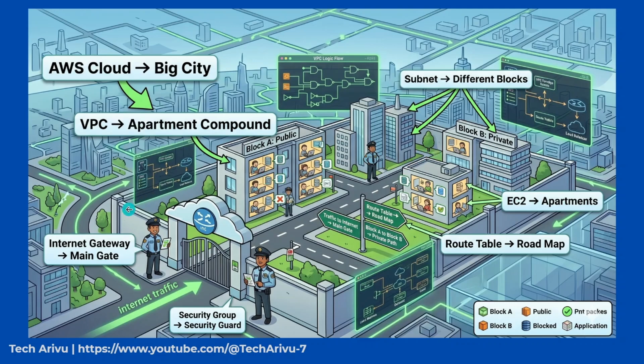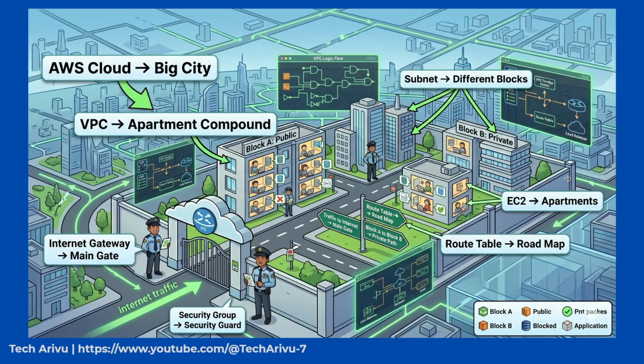And we will have a question now. How does the internet traffic come into our VPC? That's where the internet gateway comes in. The internet gateway acts like the main entrance connecting our VPC to the internet. But the internet gateway alone is not enough. AWS still needs instruction on where traffic should go. That instruction system is called the route table. Think of it like Google Maps for network traffic. So the route table decides where network traffic should travel. If internet traffic comes, the route table checks whether it should go to the internet gateway.